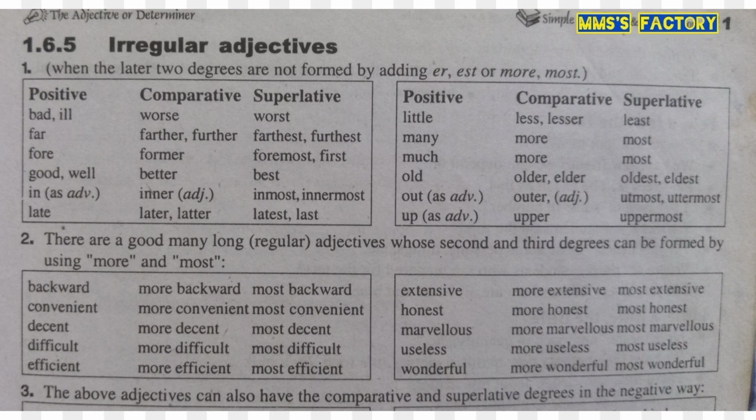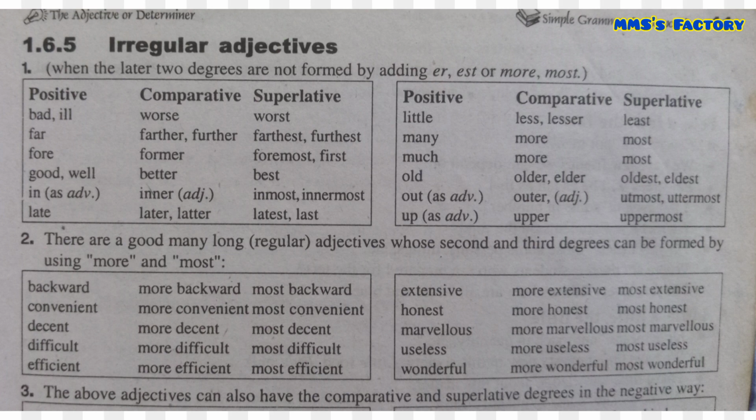There are a good many long regular adjectives whose second and third degrees can be formed by using "more" and "most". Backward, more backward, most backward. Convenient, more convenient, most convenient. Decent, more decent, most decent. Difficult, more difficult, most difficult. Efficient, more efficient, most efficient. Extensive, more extensive, most extensive.